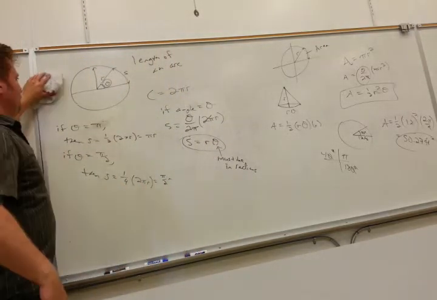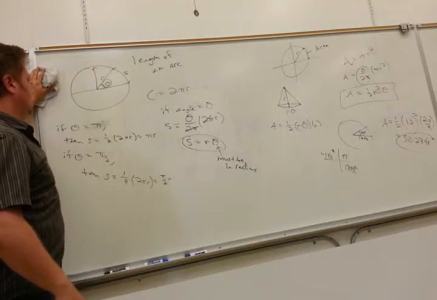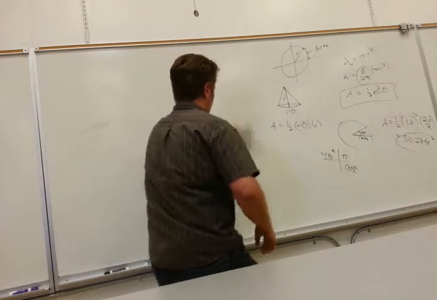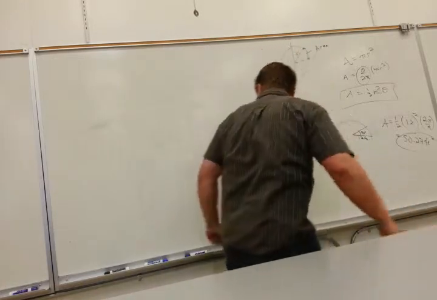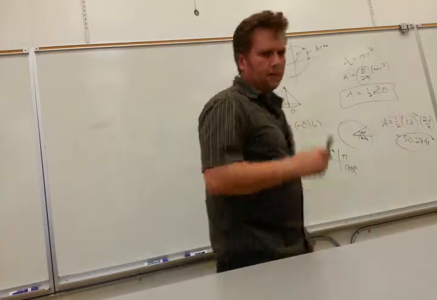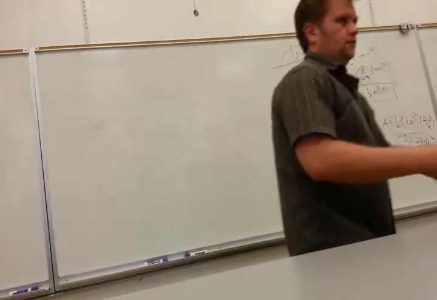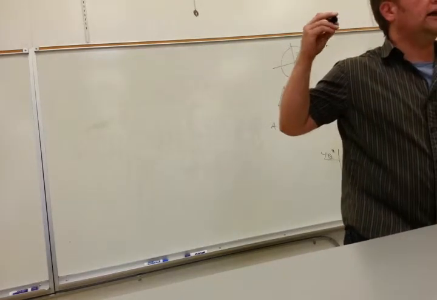All right. So that was the last little bit. That was actually from section 6.1. Those two formulas: arc length and area of a sector.